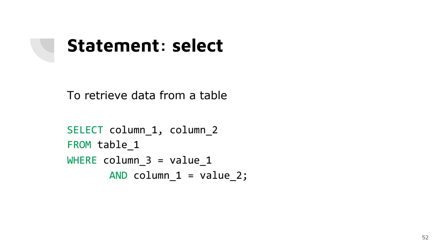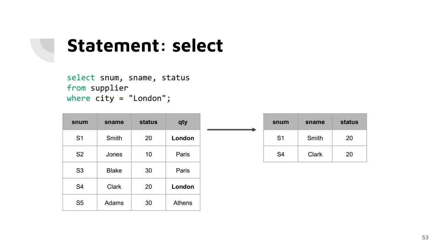So some examples of that. So very easy. Select snum, sname, and status. So these are the three columns that you want. The other columns are ignored, they are not returned. From the suppliers table, where the city is London. So first it matches the where condition. And so in this case, it's S1 and S4 that are suppliers from London.